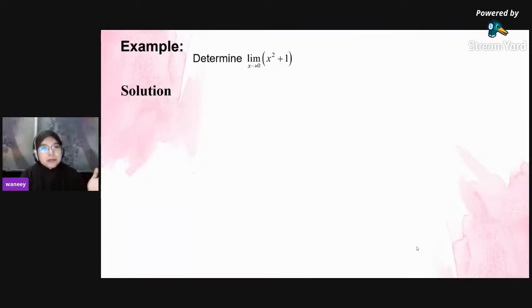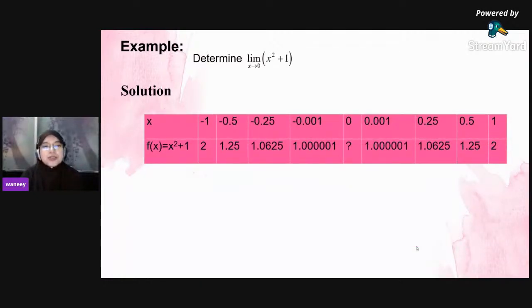Okay, so now for example, determine the limit as x approaches a of x squared plus 1. If let's say we draw a table, one for x, one for f(x), like what we said earlier, we are interested in the behavior of our f(x) when x is much closer to the value of a. Over here, a is 0, so that means we want to see as x approaches 0, what will happen to the value on the right hand side and what will happen to the value on the left hand side.